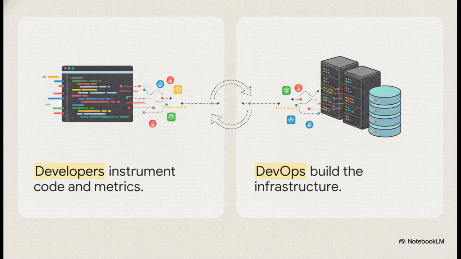On the one hand, developers absolutely must instrument the code. They're the ones in the trenches writing the info, debug, and error logs. They emit the custom metrics and implement OpenTelemetry for traces right inside the app. But on the other hand, DevOps and SREs have to build the infrastructure to actually catch all that data. They set up Prometheus to scrape the metrics, configure the ELK stack to aggregate the logs, and run Jaeger to visualize those traces. Because think about it, without developers throwing the metrics, the DevOps tools have absolutely nothing to scrape. And without DevOps building the infrastructure, the developers' logs just vanish into the void.